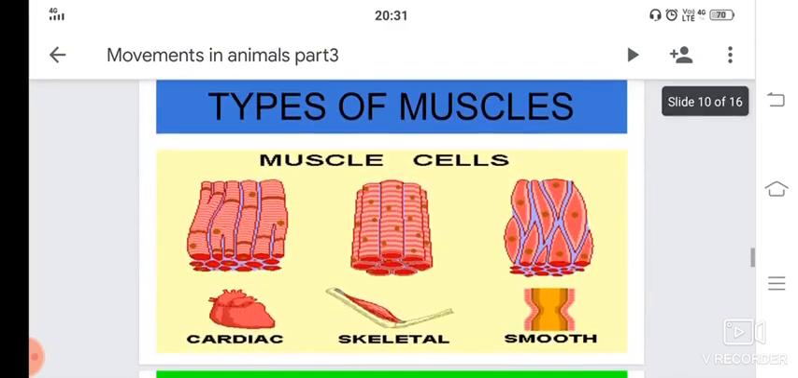Now we have the types of muscles. We have three types of muscle cells. One is cardiac. Cardiac is nothing but heart muscles. Skeletal muscles run throughout our body, connected with our bones. Smooth muscles: we have smooth muscles in our face as well as some other parts. We don't have a bone there, we have only muscles. We have the tongue also, and the eyes. So these are the different parts that have smooth muscles.